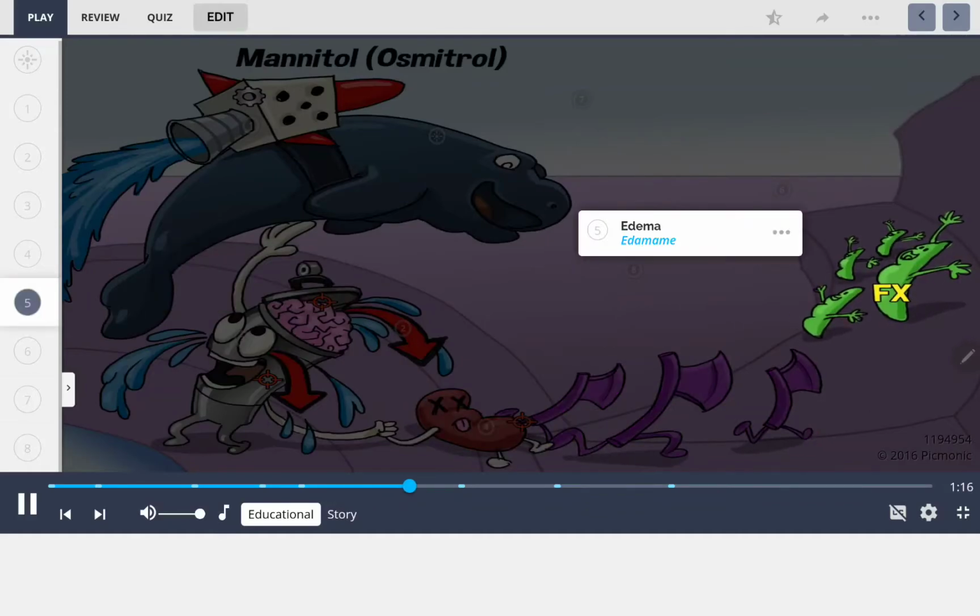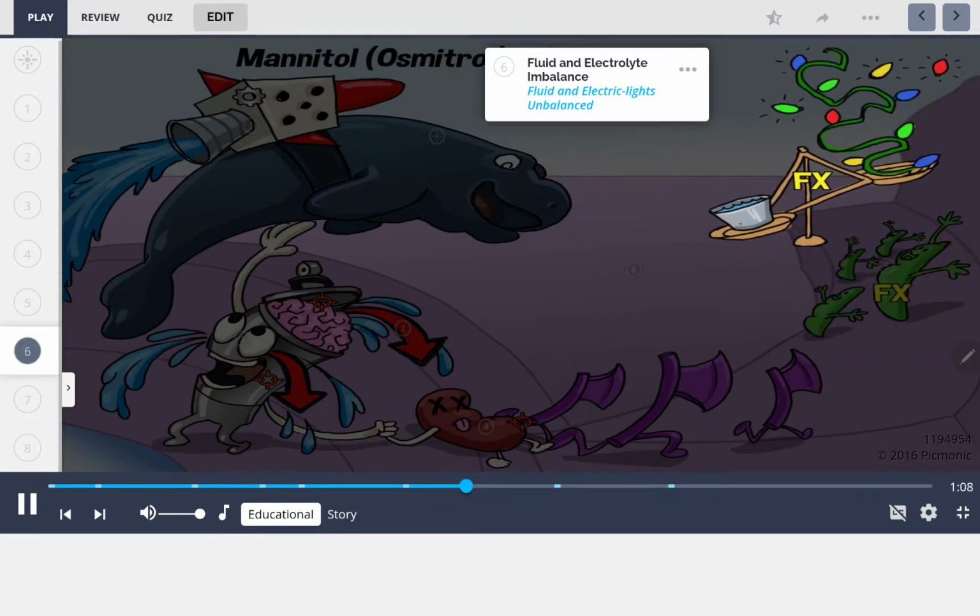This mechanism can result in increased fluid buildup, leading to edema, shown by the edamame who think this escape is just part of the show. Another side effect is fluid and electrolyte imbalance, represented by the fluid and electric lights unbalanced on the scale. This is because as rapid fluid excretion occurs, the concentration of electrolytes in the body may increase.